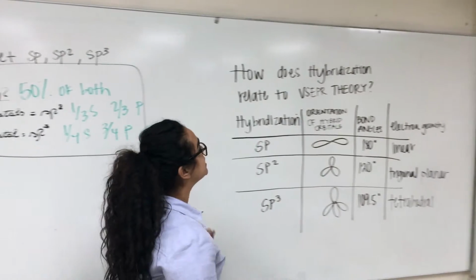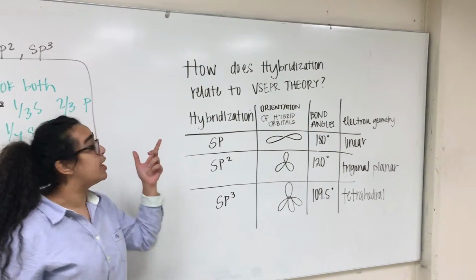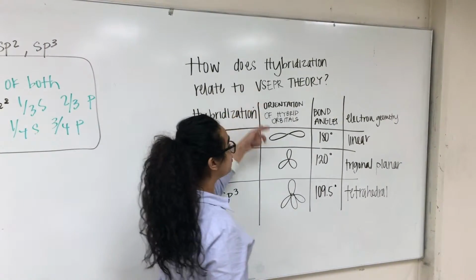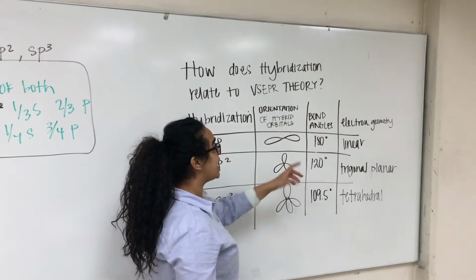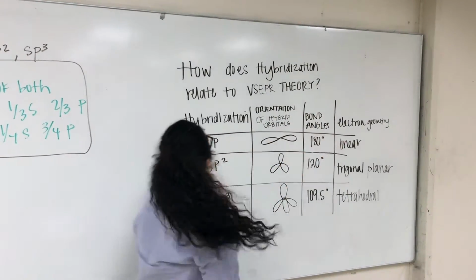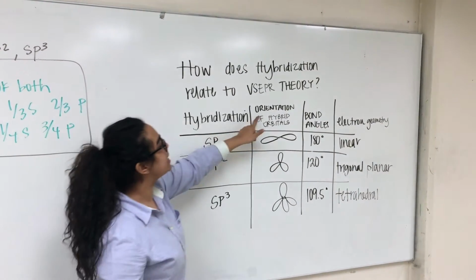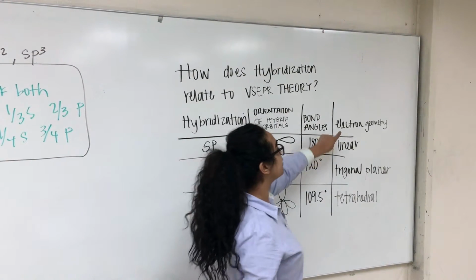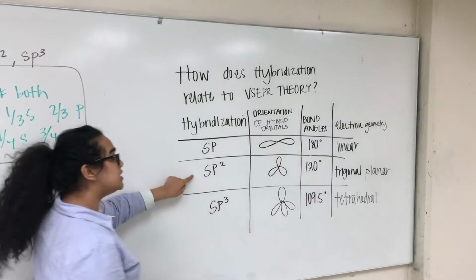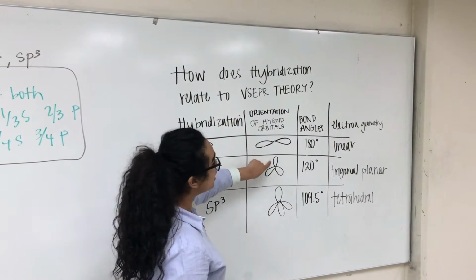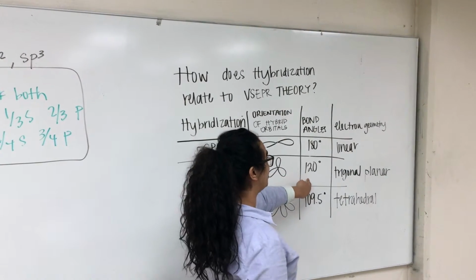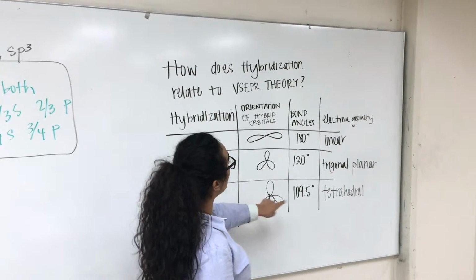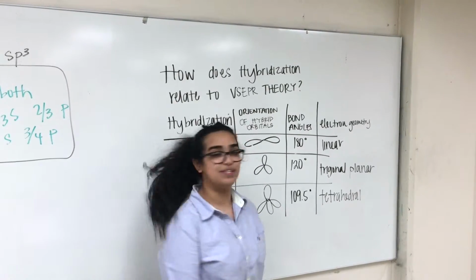So how does hybridization relate to VSEPR theory? We learned that hybridization is basically 2 orbitals with different energies hybridizing, giving us the orientation of the hybrid orbitals. Then VSEPR theory comes in and gives us the bond angles and electron geometry. When you have an sp orbital, the orientation of the hybrid orbitals is this dumbbell shape, the bond angle is 180 degrees, and the electron geometry is linear. For sp2, we have the shape called trigonal planar, and the bond angle is 120 degrees. And for sp3, the tetrahedral, you have this shape with a bond angle of 109.5 degrees.